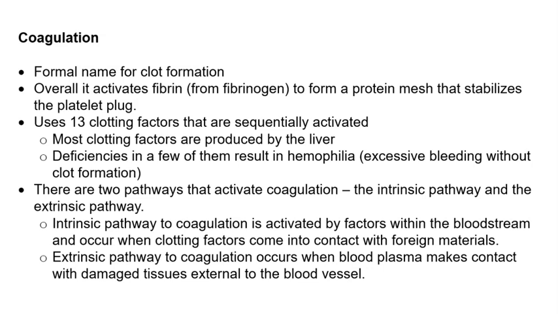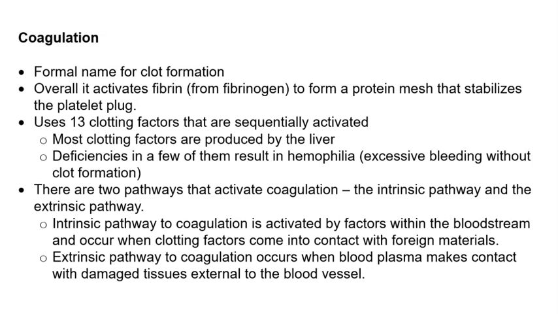The final step in hemostasis is called coagulation, which is the formal name for the formation of a blood clot. In general, coagulation ends with the activation of fibrinogen to form fibrin, which is a protein mesh that will stabilize the platelet plug in addition to nearby erythrocytes or red blood cells. Coagulation works like a cascade, with 13 clotting factors that are activated in sequence to create the blood clot. As discussed earlier, most of these clotting factors are produced by the liver.